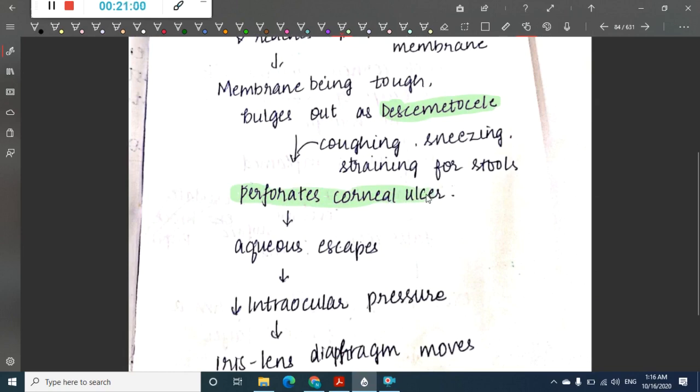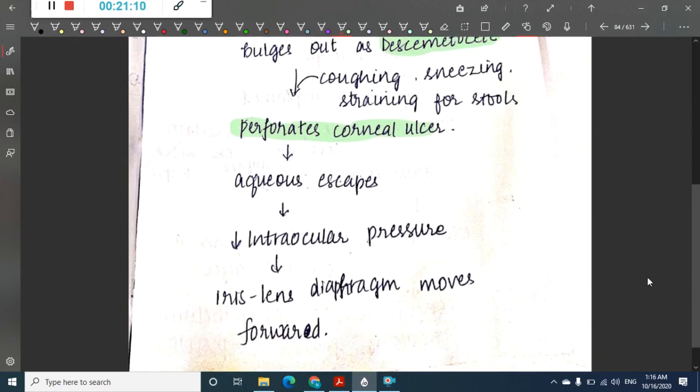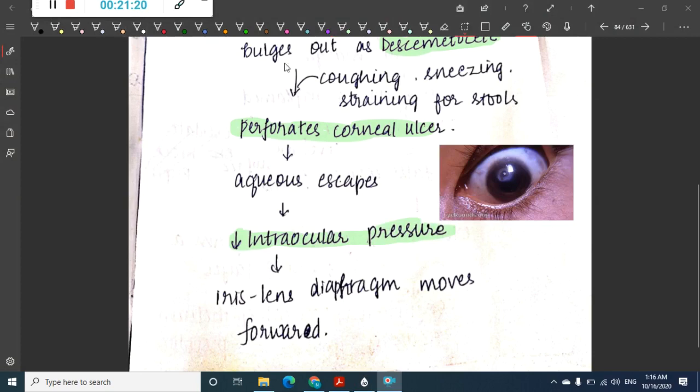Once the corneal ulcer is perforated, beneath the cornea we have the aqueous chamber, right? The anterior chamber, in which we have aqueous fluid. This aqueous fluid will come out, and this will decrease the intraocular pressure. Then the lens and iris lens diaphragm move forward. I'll show you the descemetocele. This small bubble-like structure which you can see here is nothing but descemetocele.